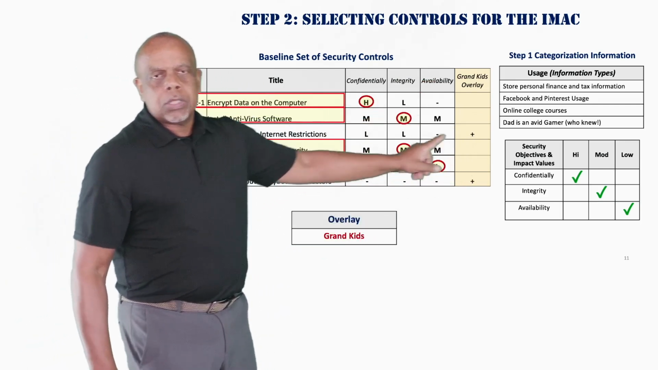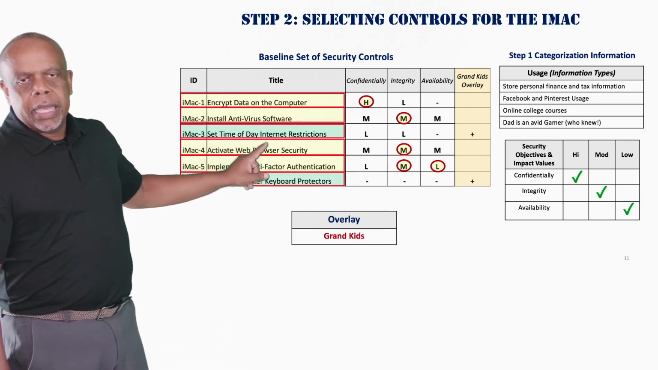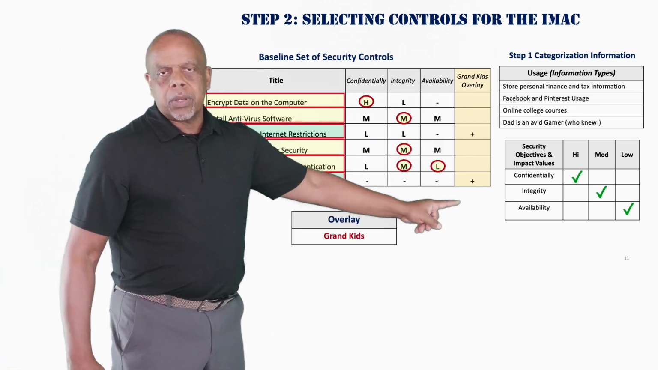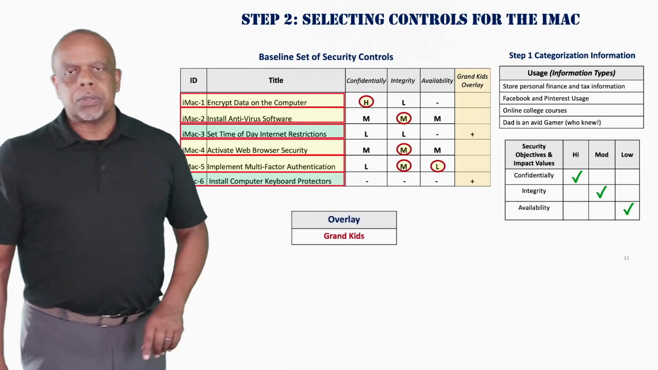So what do I see here? So now I see 2 other controls that I need to implement. Set time of day, internet restrictions. That's one. And I go down to the other plus, which is install computer keyboard protectors.